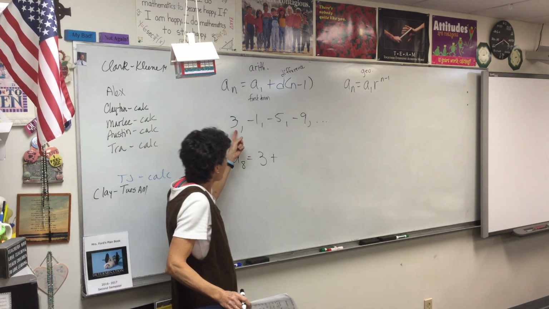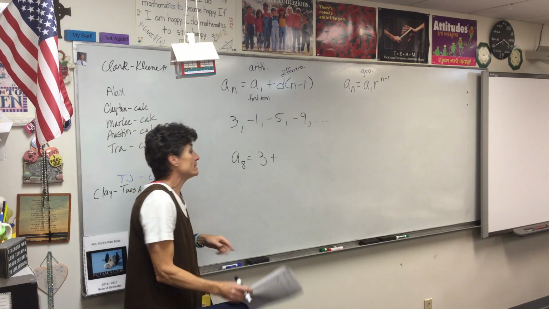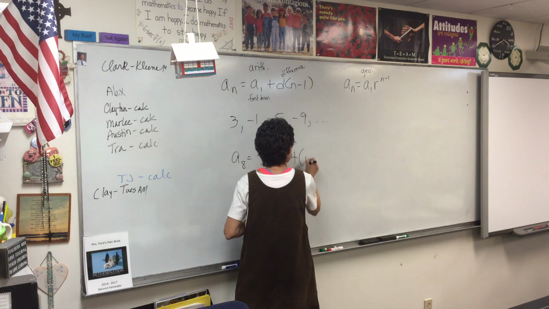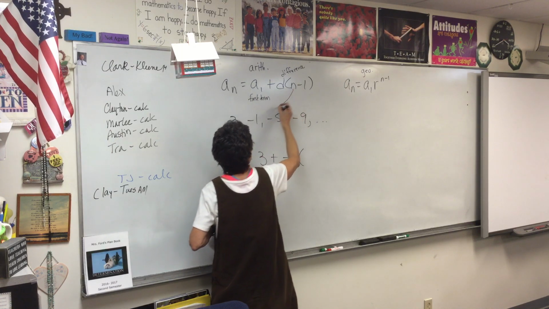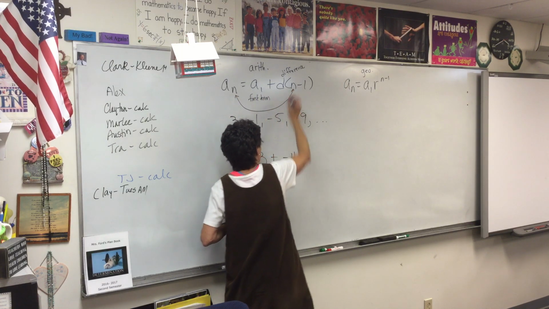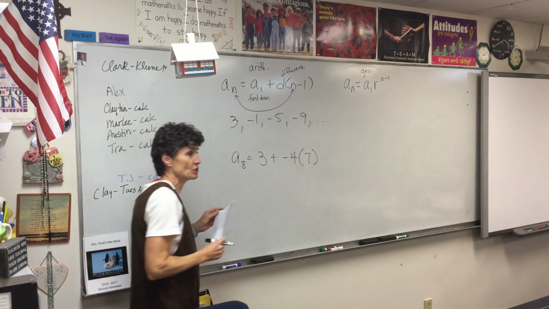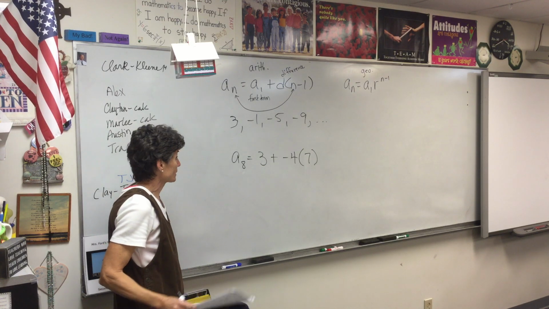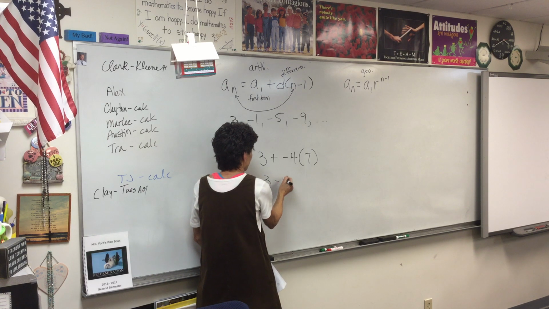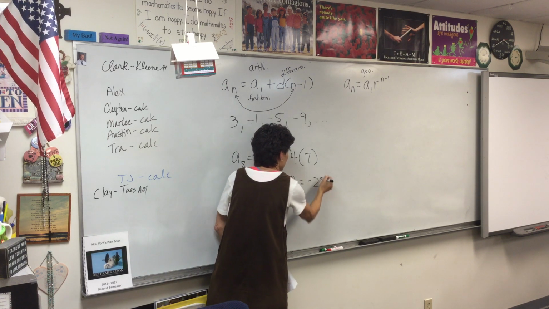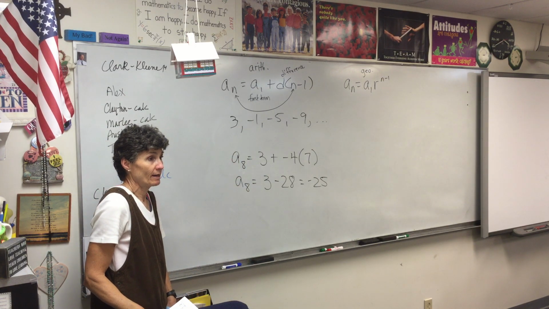So, what am I adding here as I go from term to term? Paul? Negative 4. So this is negative 4 times n minus 1. Now, what did we say n was? That n is the same as this n. What did we say n was? 8. So this is going to be 8 minus 1, which is 7. So the 8th term is the first term minus 28, so it would be negative 25. The 8th term is negative 25.